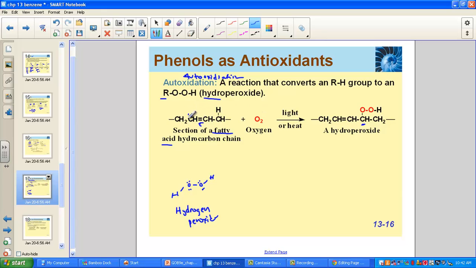Notice here I had an alkene in this part of the structure, and the site of attachment of the OOH is the carbon next to the double bond. It certainly could have been this carbon as well. If I just spun the molecule in a 3-dimensional way, we would be looking at that carbon instead. So either one would undergo this auto-oxidation process. Not the carbons involved in the double bond, but the one immediately next to it.